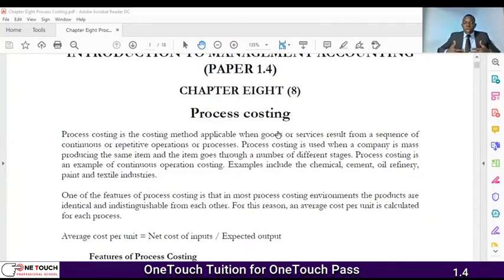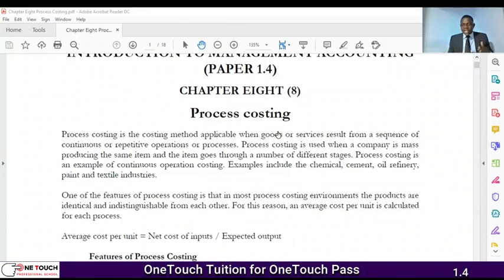So how do we cost a unit of a product? We are saying that, for this reason, the fact that they are identical in nature and not distinguishable, the average cost per unit is determined for each process. So average cost per unit is given as the net cost of input. That is, the cost of materials, labor, and overheads that were placed into a particular process, or that the process started with. Good. So we take the net cost of input and divide it by the expected output.